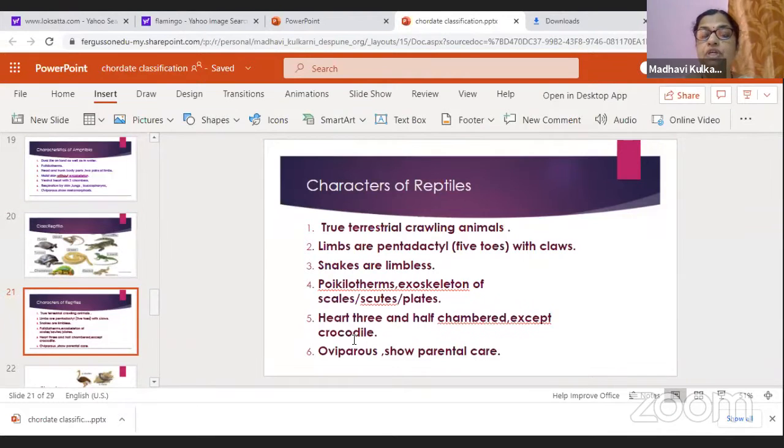All these exceptions you have to remember, because many times they are asked for answering in one sentence. So, oviparous, egg-laying animals, and they take parental care till the young one hatches out, or the young ones are taken very good care of by their parent.